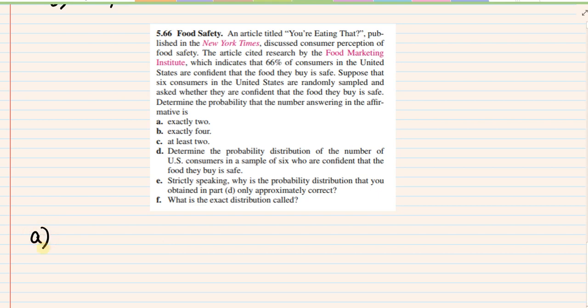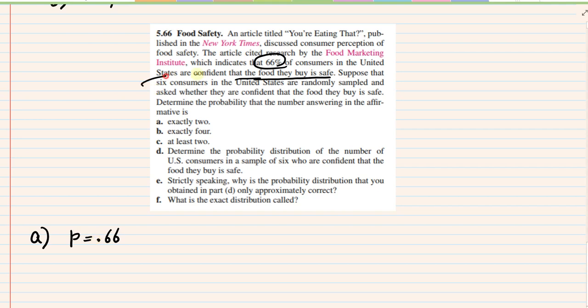In this exercise, an article titled "You're Eating That?" published in the New York Times discussed consumer perception of food safety. The article cited research by the Food Marketing Institute, which indicates that 66% of consumers in the U.S. are confident that the food they buy is safe. So there you go, that's the probability of success, 0.66. A success is if somebody is confident that the food they buy is safe.